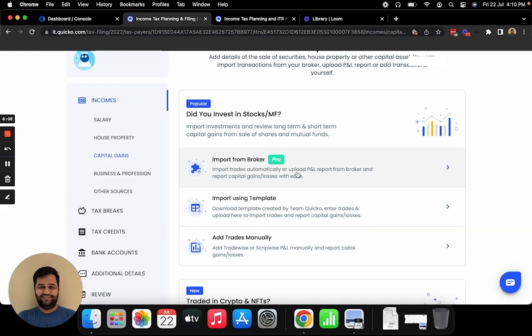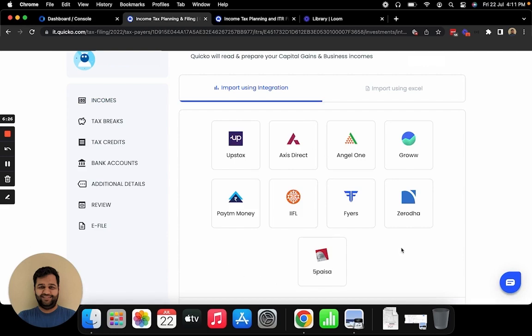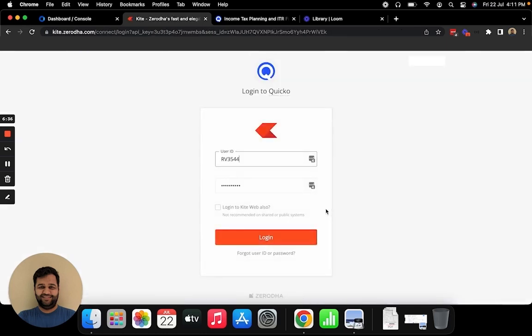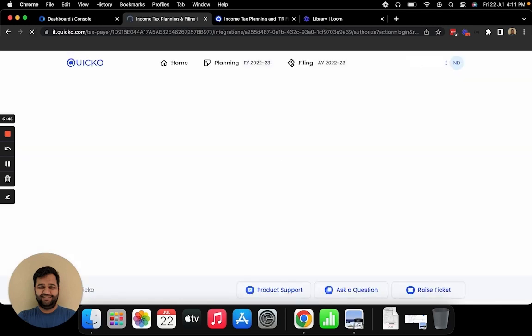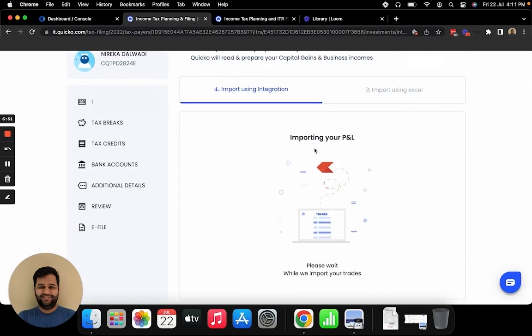So let's go ahead and see that. You have three different options. You can import from broker, you can import using template, or else you can also add trades manually. For this demo, we're gonna import data from our Zerodha Demat account. So let's click on import from broker. You will see all the brokers that we are integrated with here. Let's go ahead and import data from our Zerodha Demat account. Let's click continue. Again, it's gonna ask for consent. Once you give consent, now Quicko can access your P&L information from Zerodha Demat account. So here we are importing your P&L from your Zerodha Demat account.